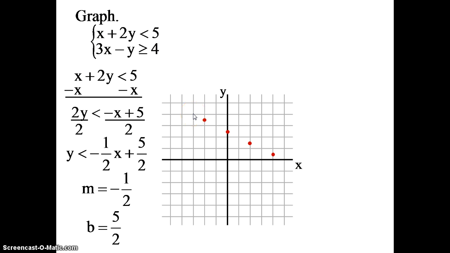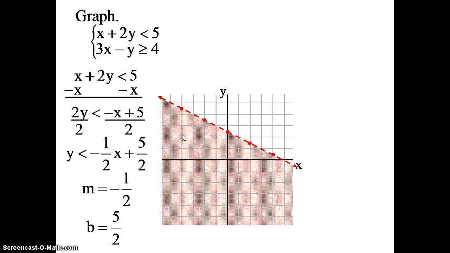So once again, before you draw your line, check to see my symbol is a less than symbol. There's no line under it, so it's going to be a dotted or dashed line. And then we're going to shade everything that is less than or below all of the solutions, all these coordinate points below my line. We're not including the points that are on the line itself because it's just less than.